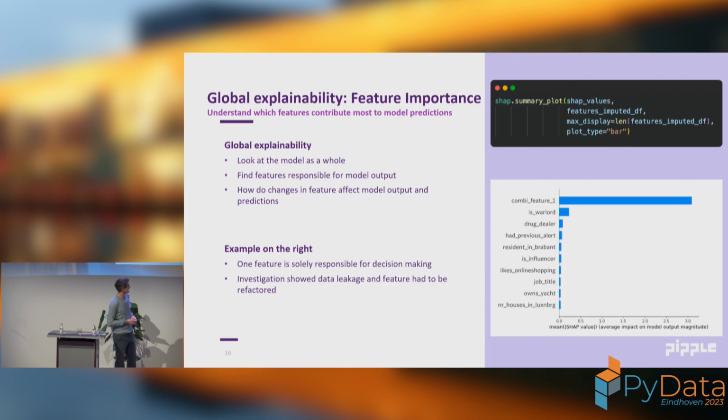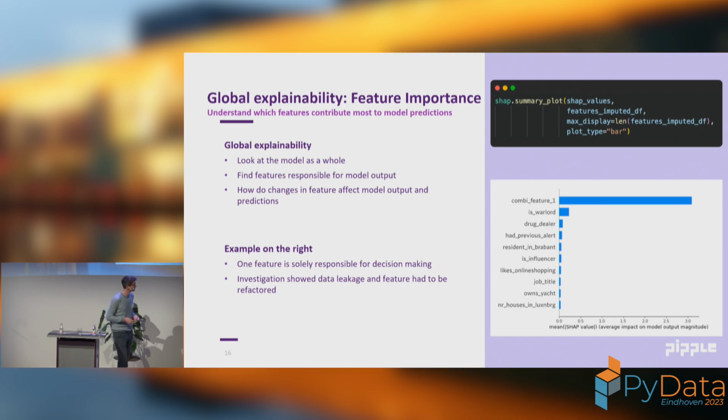Okay, now we have all the SHAP values for the features. What can we learn? I think now we can really dive into our model, and the first thing we're going to look at is global explainability. So really understand what the model does as a whole, which features are responsible for model predictions, and also how changes in features change the model output.